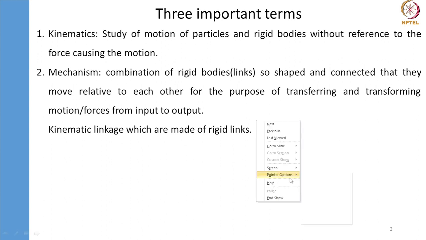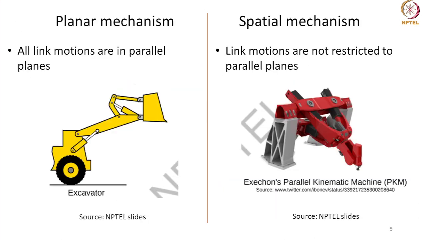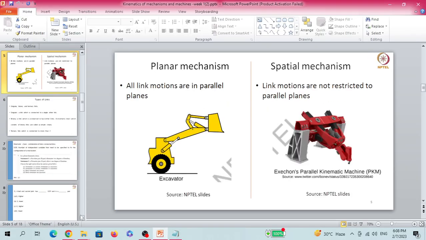Here there is one more term which we want to define, that is rigid body. A rigid body can be defined as a body where the distance between two consecutive points on that body does not change with respect to any amount of force that we apply.